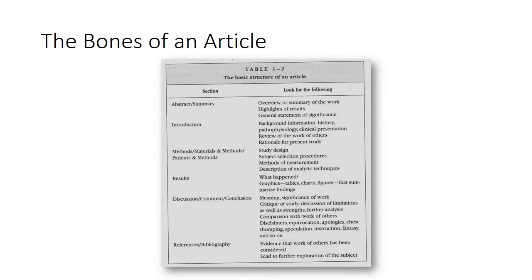So when you're looking at an article, typically you're going to find it gets broken down into several sections, the first of which being the abstract or the summary. And this is typically what you can read for free online if you don't have a subscription to that particular journal, or if you don't have an affiliation with the university. This gives you the overview or the summary of the work. It'll highlight results and give you a general statement about what they found and what their conclusions were.